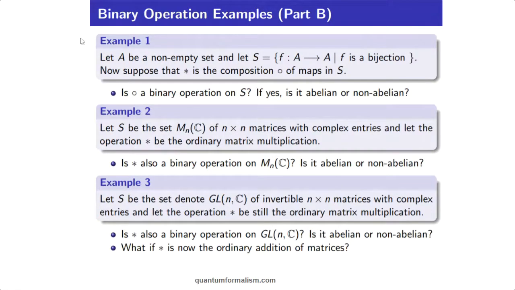What about this one? Now, consider A to be a non-empty set, just to make things simple. And let S be the set of all bijective maps from A to itself. And suppose that the star is now the ordinary composition of maps that we learn in high school. So the question is whether the composition defines a binary operation on the maps. And if yes, is it abelian or non-abelian?